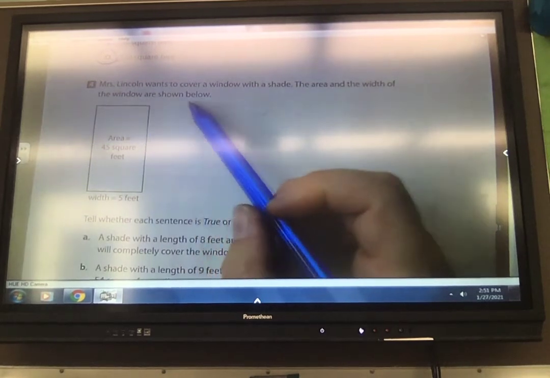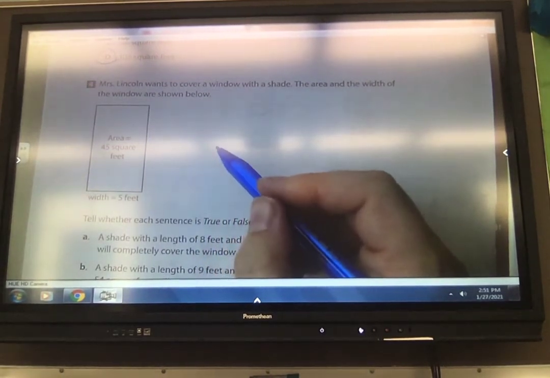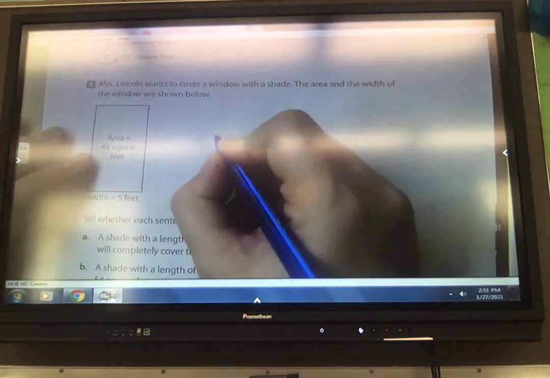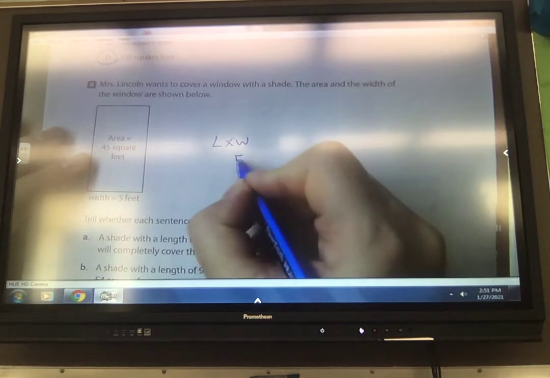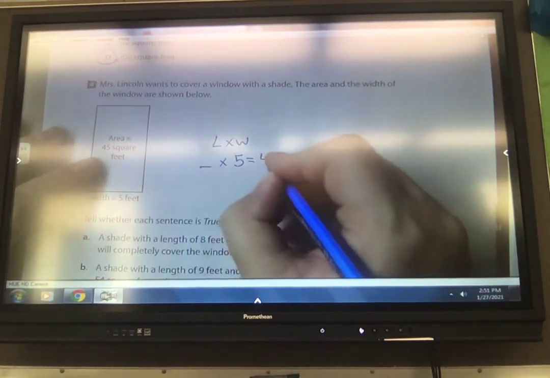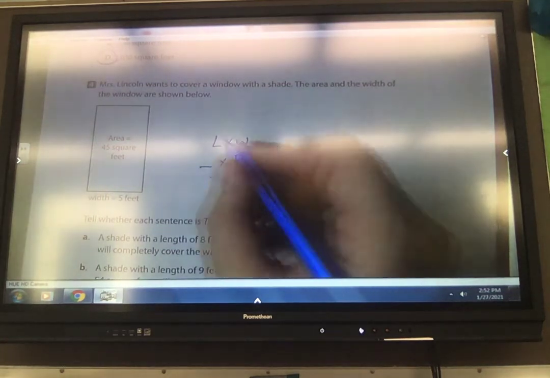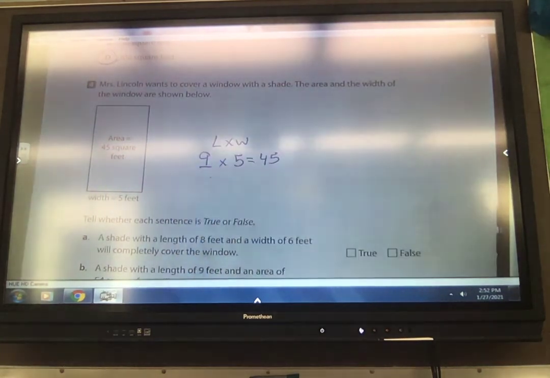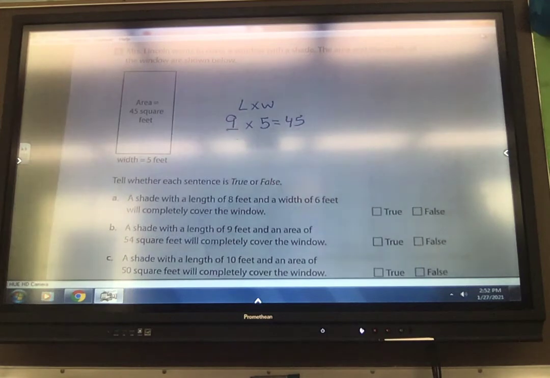Ms. Lincoln wants to cover a window with a shade. The area and width of the window are shown below. So we know area is length times width. We have a width of 5. So something times 5 has to equal 45. What times 5 is 45? We know 9 times 5 is 45. Alright, let's see. We want to find the answer of 45.